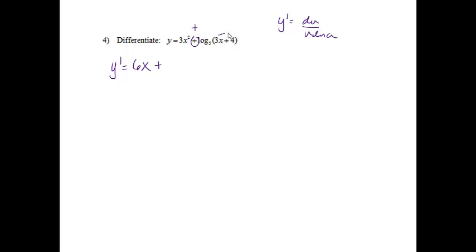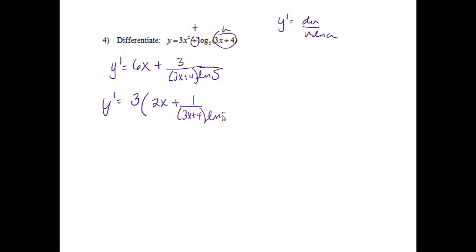So this one, our u will be the 3x plus 4. So du will be 3 over u, which is 3x plus 4, times the natural log of a, and our base is 5. And that is my answer. I think what I could do if I would like to clean it up a little bit, I noticed that we could factor out a 3. So if I did that, I'd get (2x plus 1) over (3x plus 4) times natural log of 5.